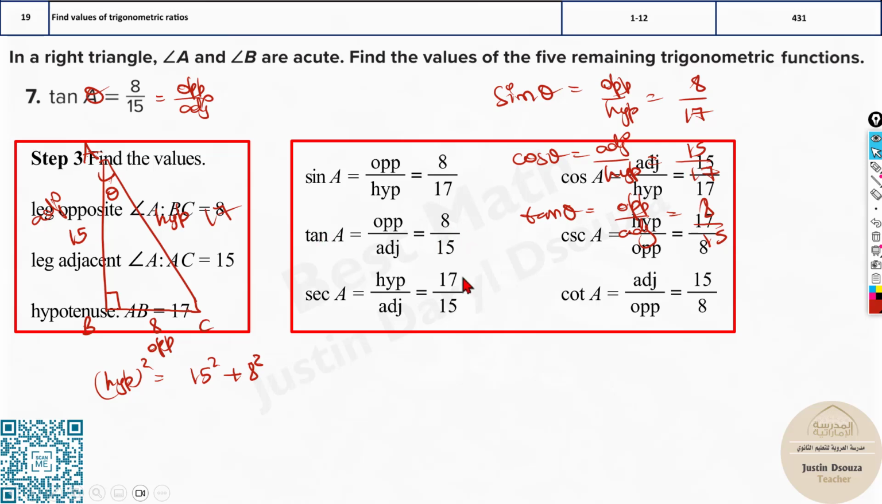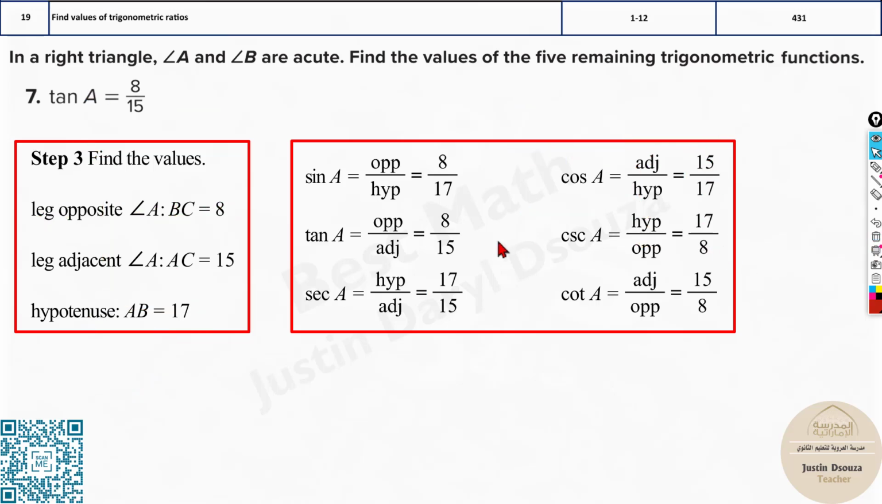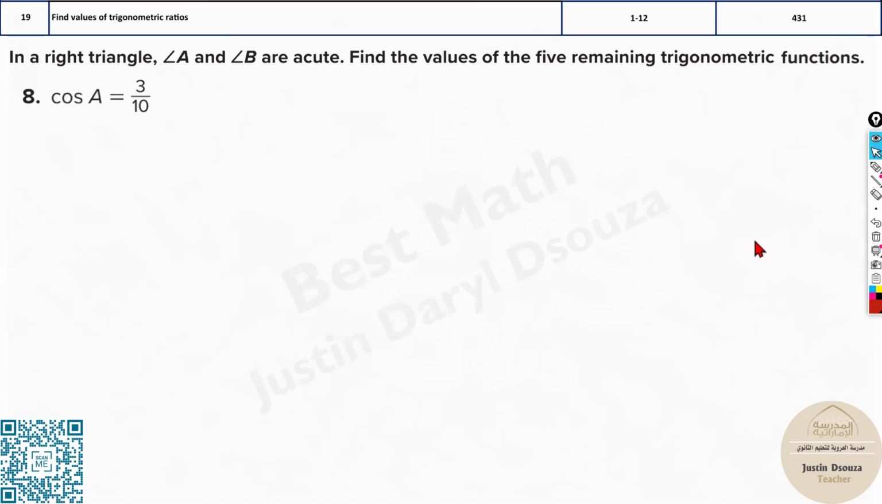Now this is tan, and where is cosine? Over here, cosine. Now what is the inverse of sine? It is cosecant. So you can see it's just flipping this, 17 by 8. And what about secant? Flip cosine, it will be 17 by 15. Lastly, the inverse of tan, cotangent, is 15 by 8. Similarly, you can solve for the others.